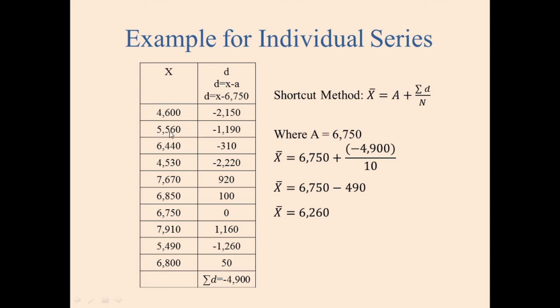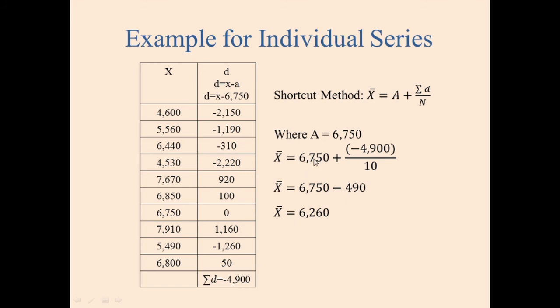Similarly, the second variable is 5560. 5560 minus 6750 gives you minus 1190. Third variable 6440. 6440 minus 6750 gives you minus 310. Similarly, calculate for all the variables. After calculating, add these d values, that gives you sigma d, that is minus 4900.